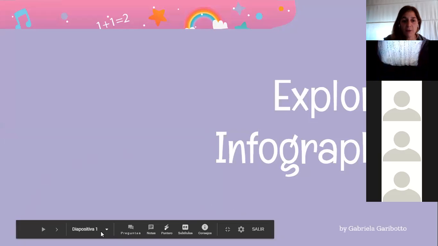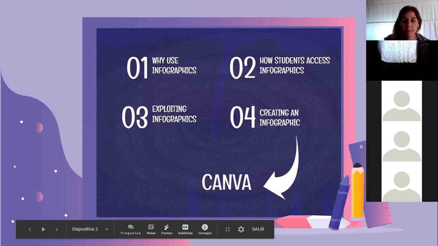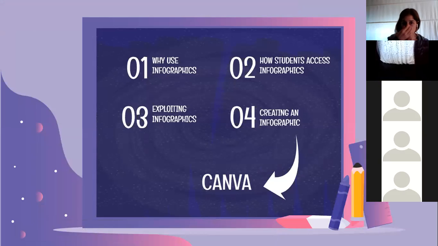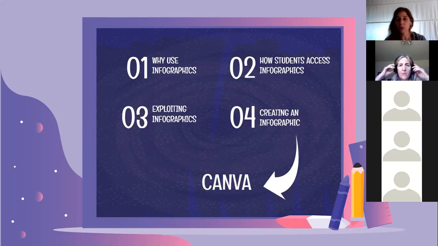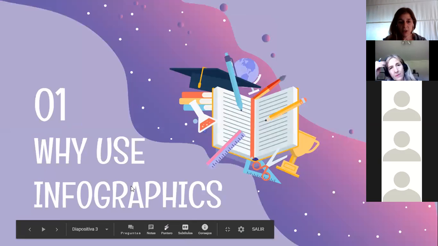So we are going to explore infographics. And I organized the presentation in 4 steps, and finally to explore a bit of Canva. That is the app I frequently use with my students with my projects. The first issue will be why we use infographics. The number 2, how students access infographics. And number 3, we are going to exploit the use of infographics. And finally, we are going to learn how to create an infographic in Canva. Right. Great. If you have any question, please stop.